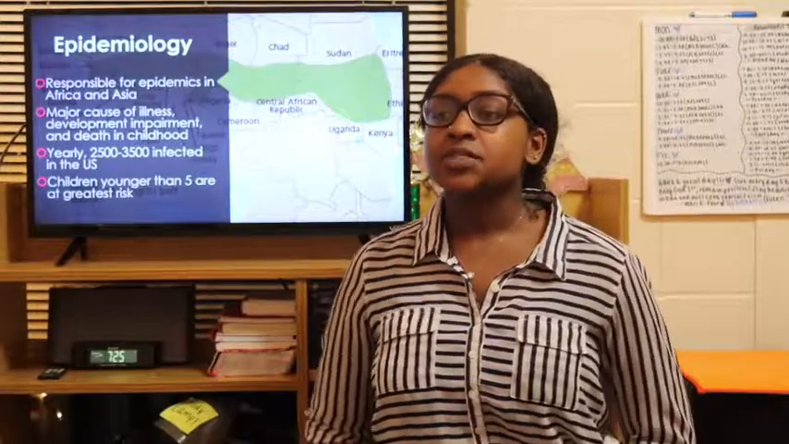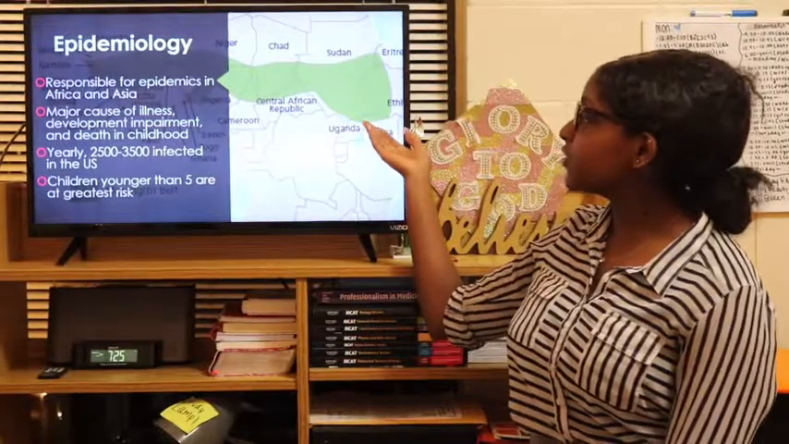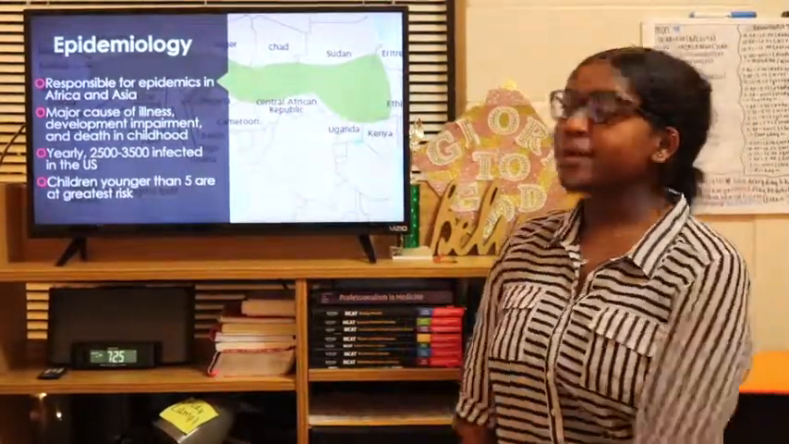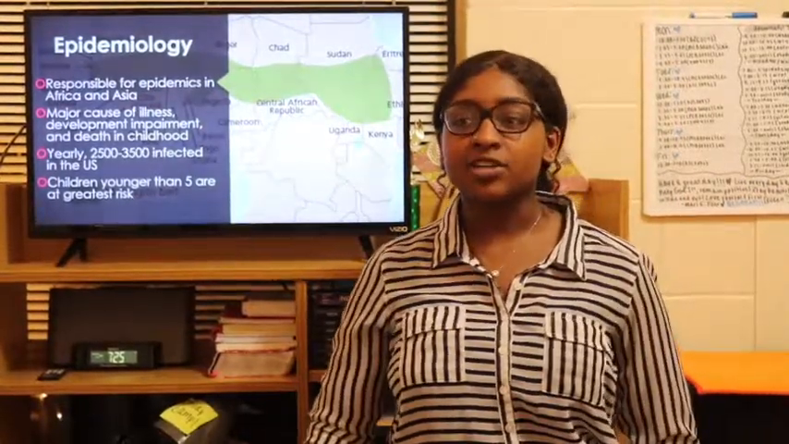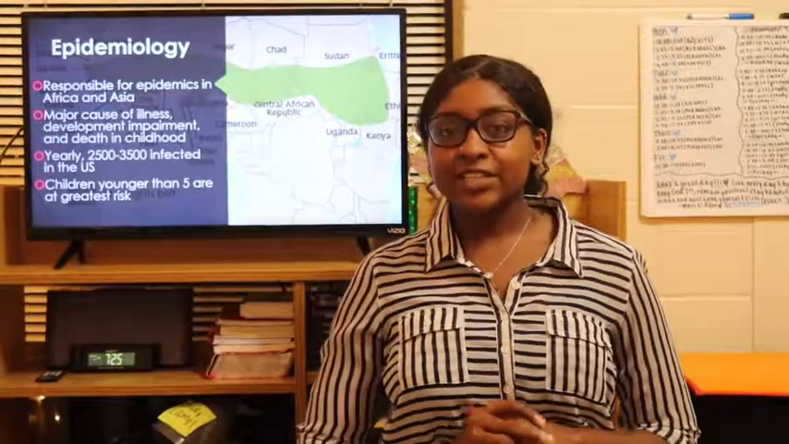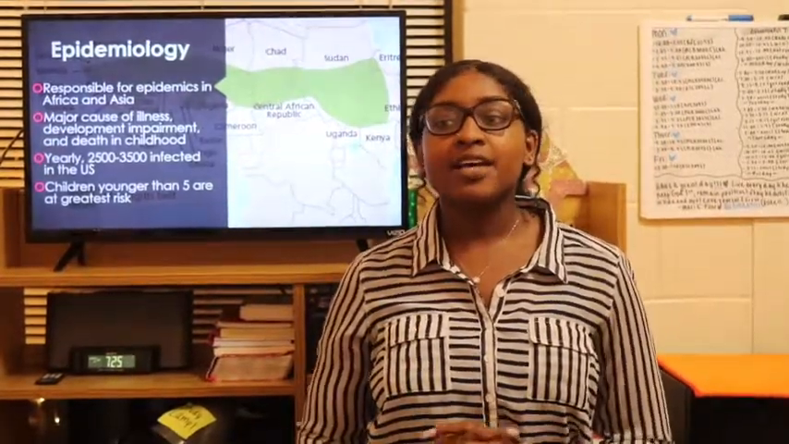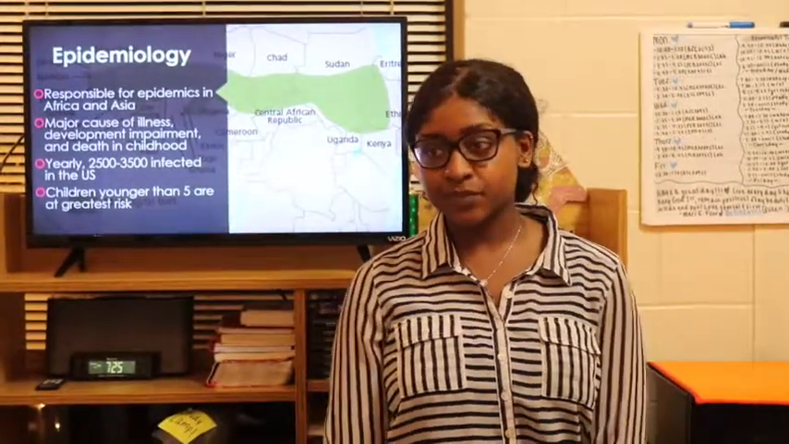Epidemiology. N. meningitidis is responsible for epidemics in Africa and Asia. And as you can see in this green belt, this is known as the meningitis belt. It is a major cause of illness, developmental impairment, and death in childhood. Every year, 2,500 to 3,500 people are infected in the U.S., and children younger than age 5 are at the greatest risk.